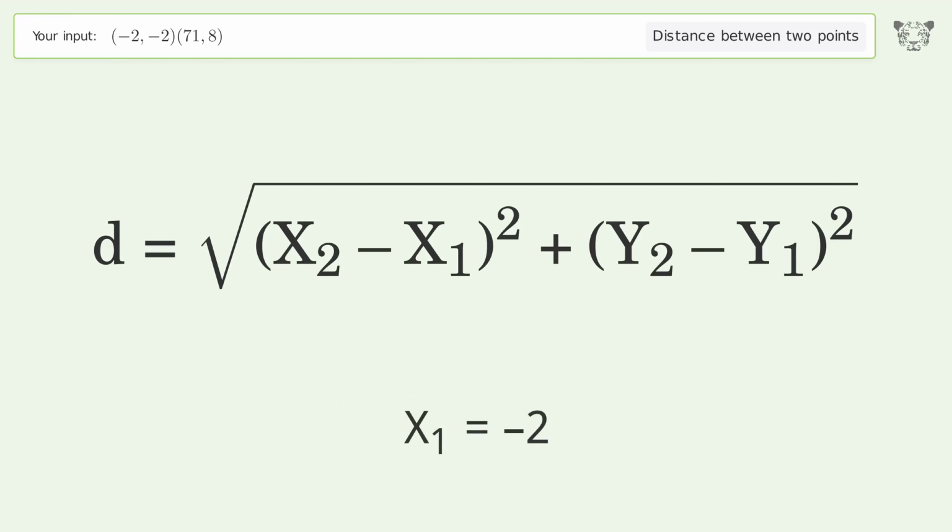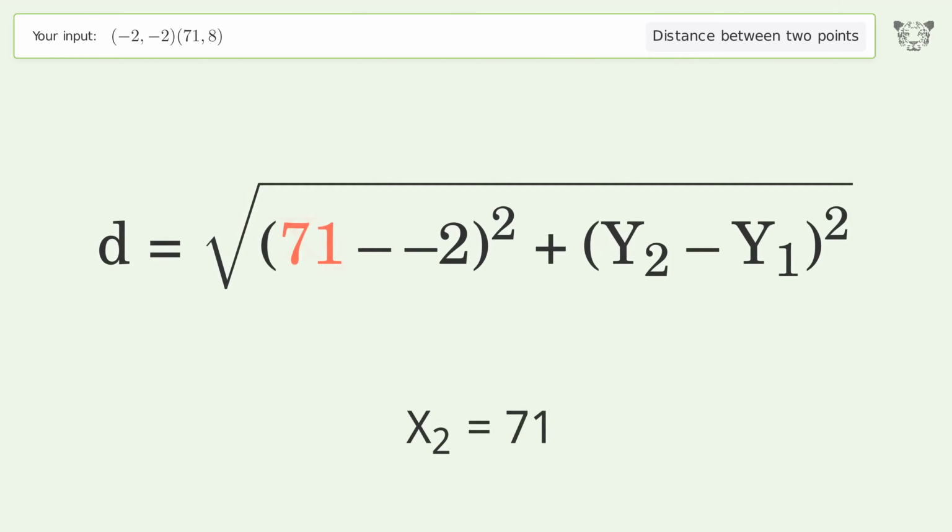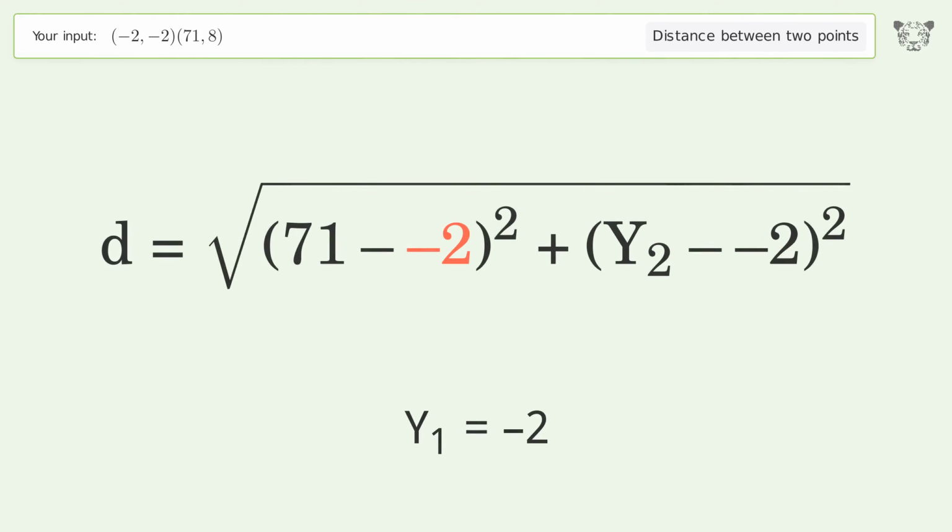x1 equals -2. x2 equals 71. y1 equals -2. y2 equals 8.